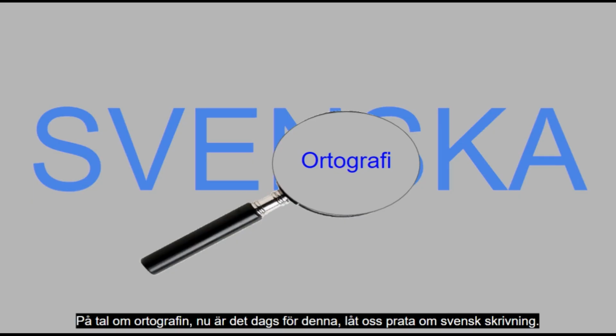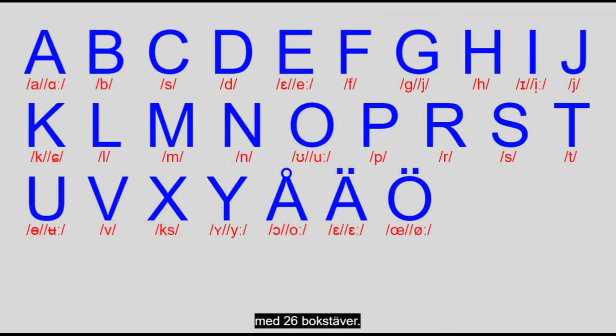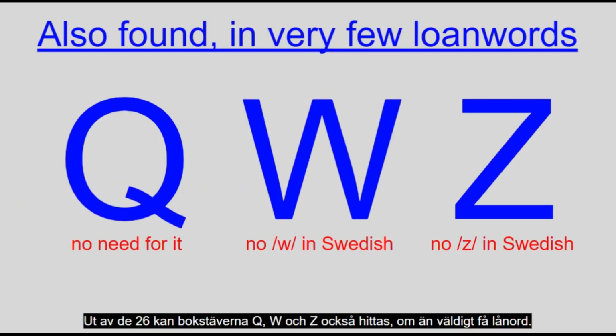Speaking of the orthography, now it's time for that. Let's talk about Swedish writing. Swedish uses its own version of the Latin alphabet with 26 letters. Of those, there are 9 vowels and 17 consonants. Outside of 26, the letters Q, W, and Z can also be found, albeit in very few loanwords.